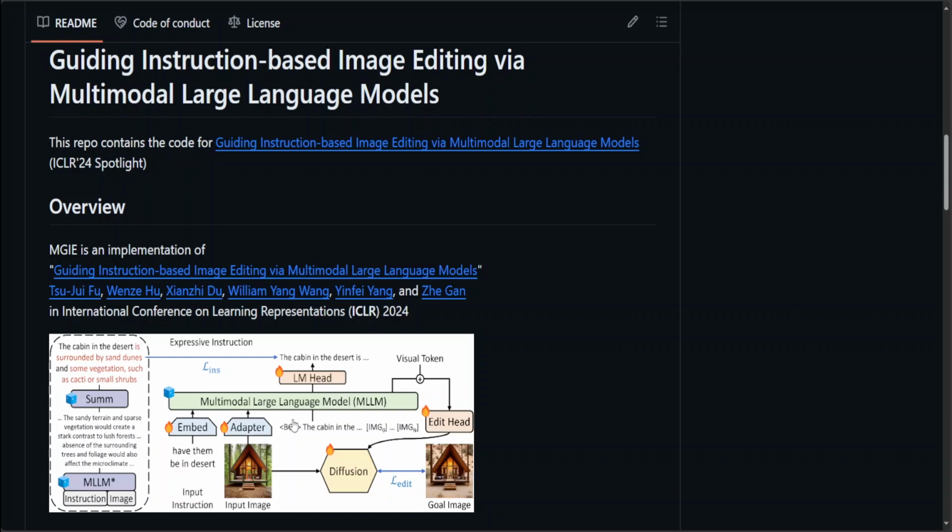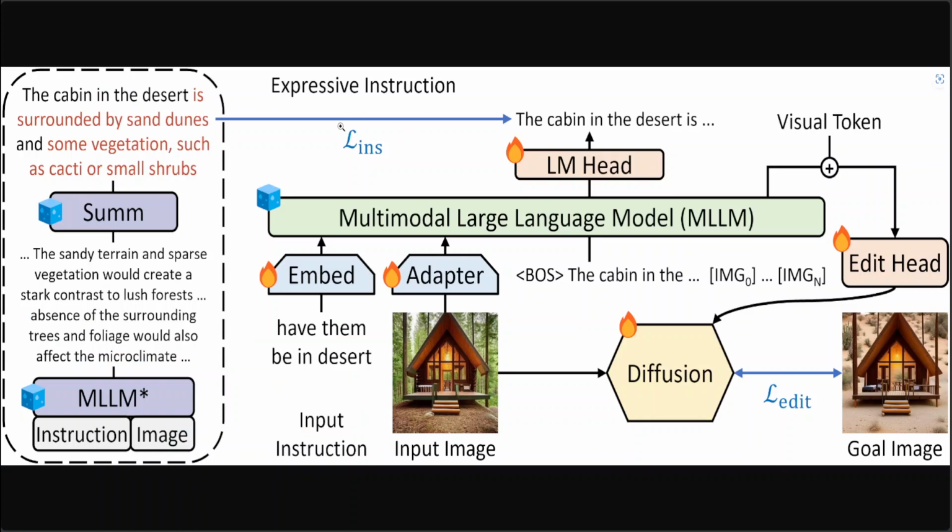If you go through their paper or simply look at this image, let me actually show you here. Now, if you look at this image, this explains it pretty nicely what is happening. Instruction based image editing improves the controllability and flexibility of image manipulation via natural commands without elaborate descriptions or regional masks, as you can see in this example. Now, if you look at the left, it is saying that the cabin in the desert is surrounded by sand dunes and some vegetation such as cacti or small shrubs.